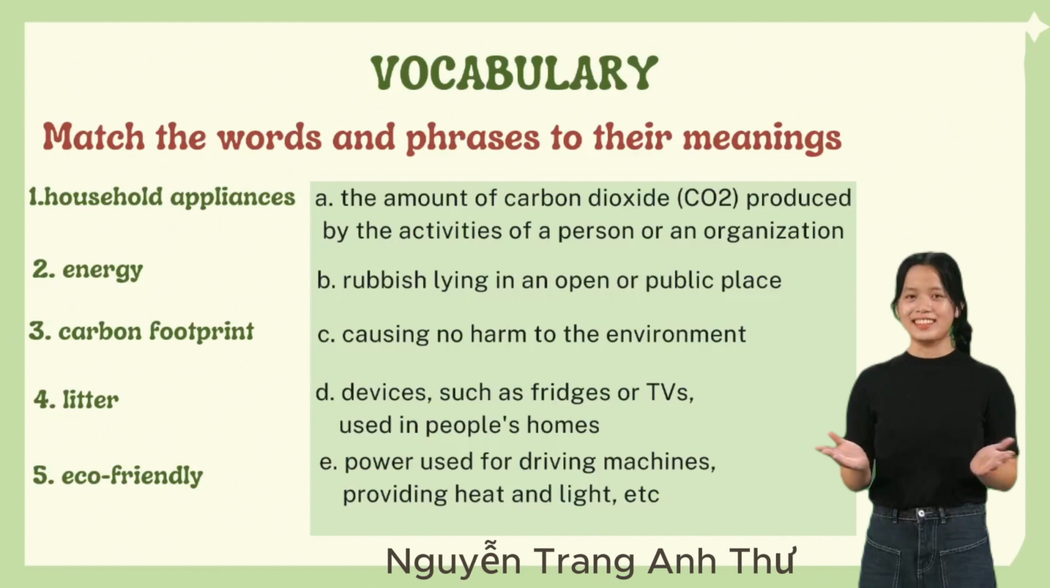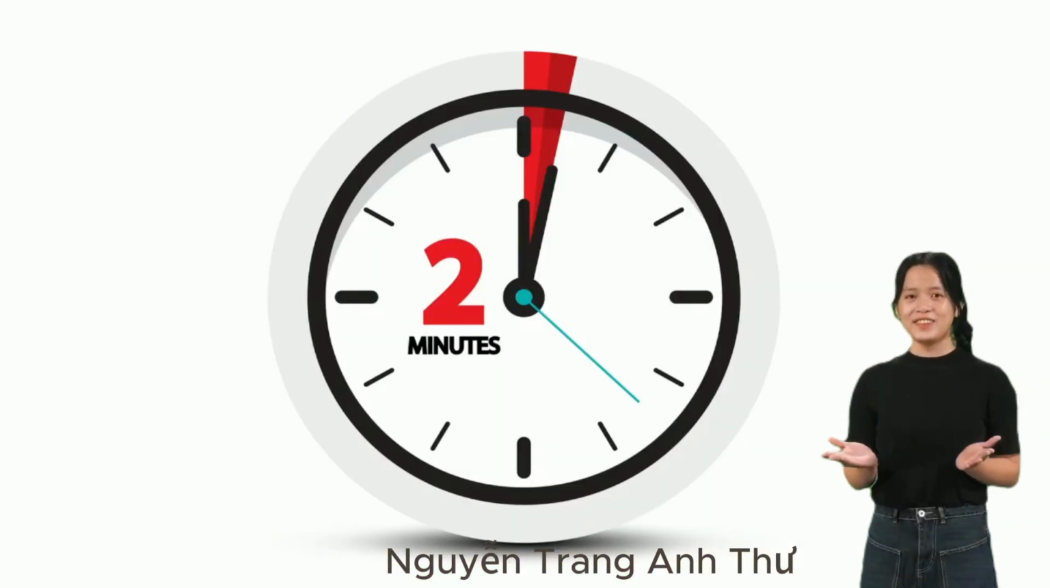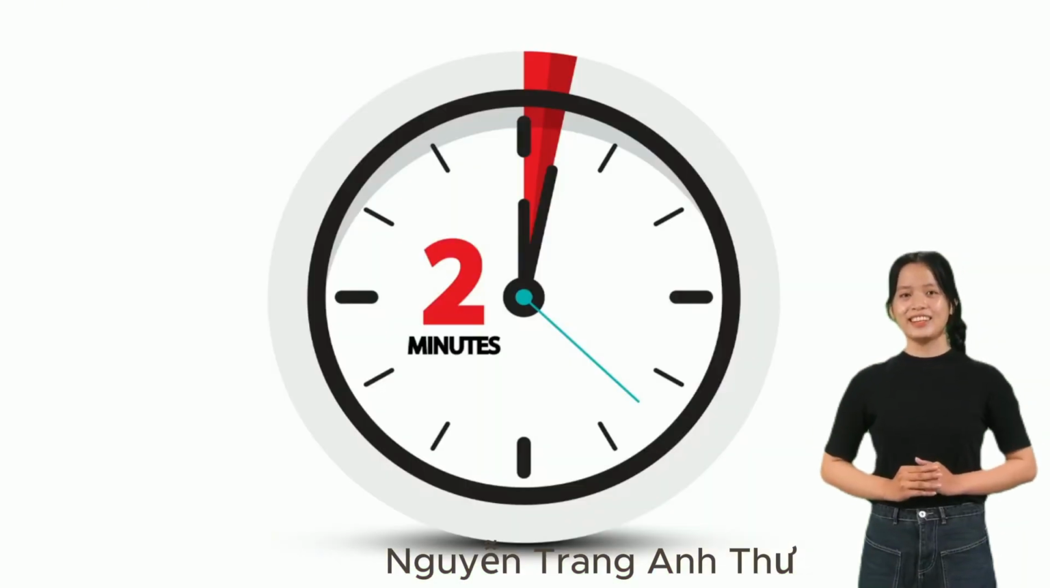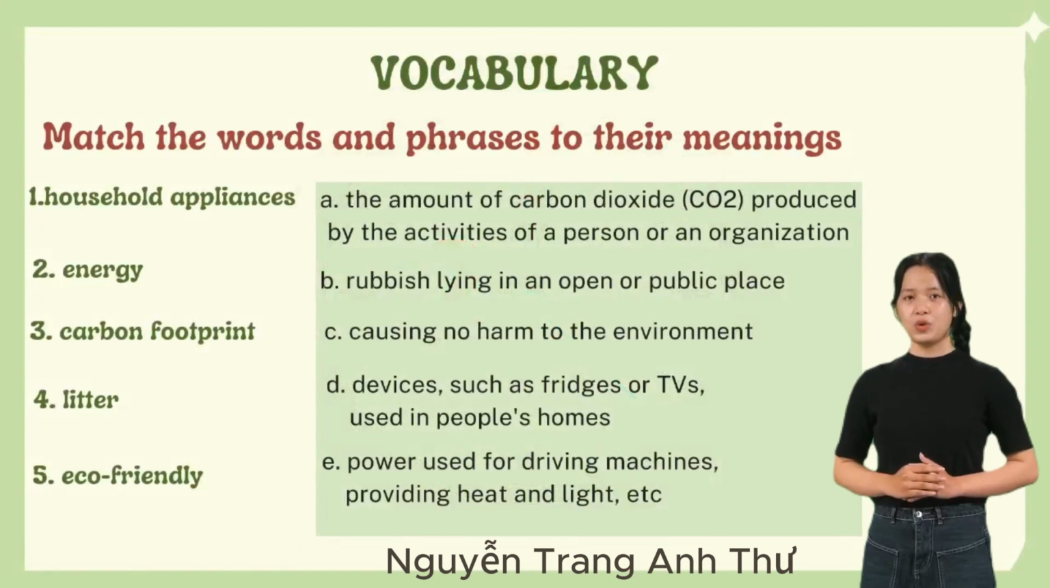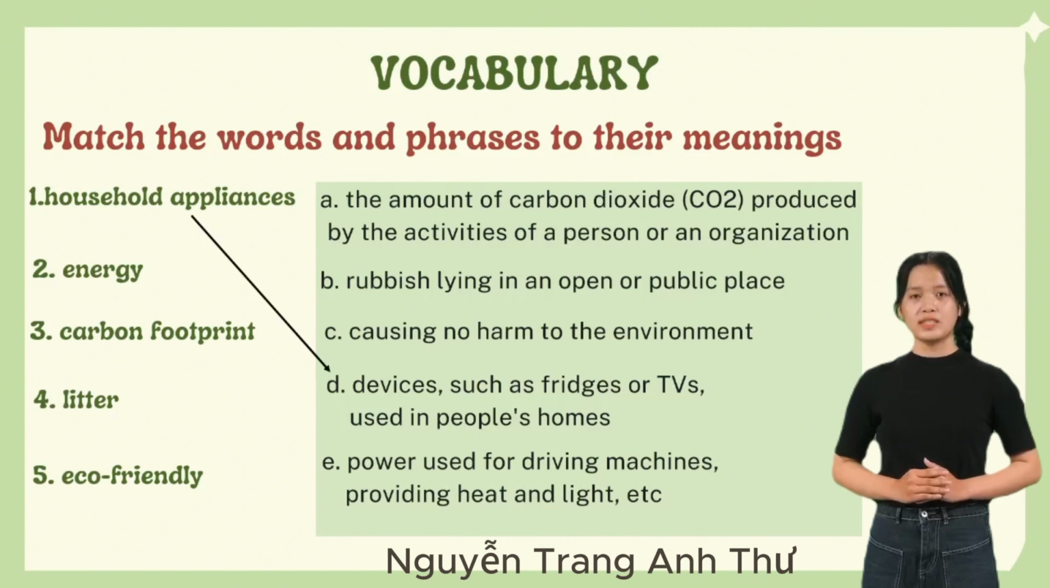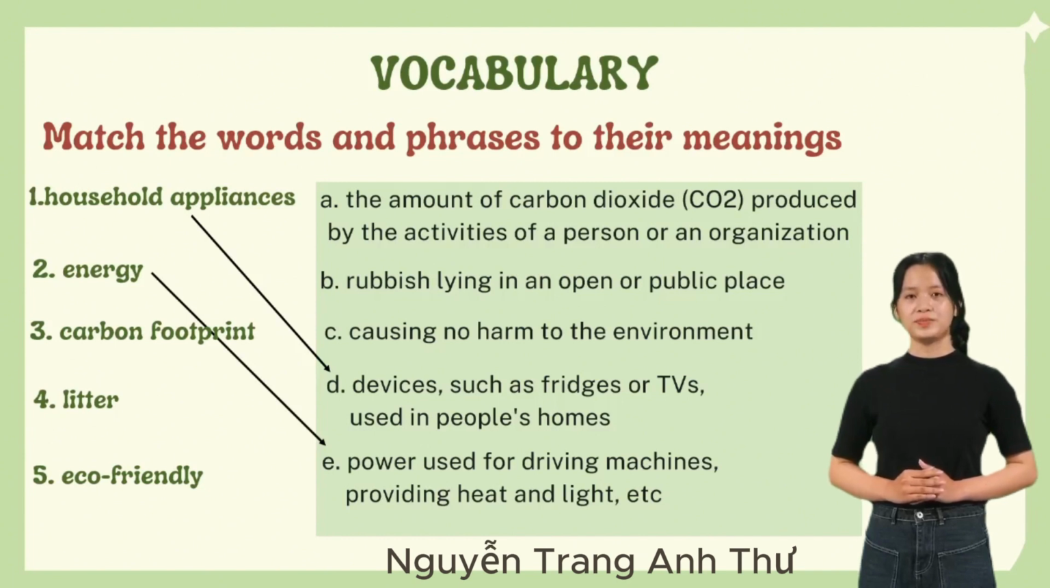So now let's begin. Time's up, so now let's review the answers together. So the first word, household appliance. So we match it with D. These are devices such as fridges or TVs used in people's homes. Second one, energy. So we match it with E. That is power used for driving machines, providing heat, light, etc. So sunlight, wind, and water are 3 kinds of energy.